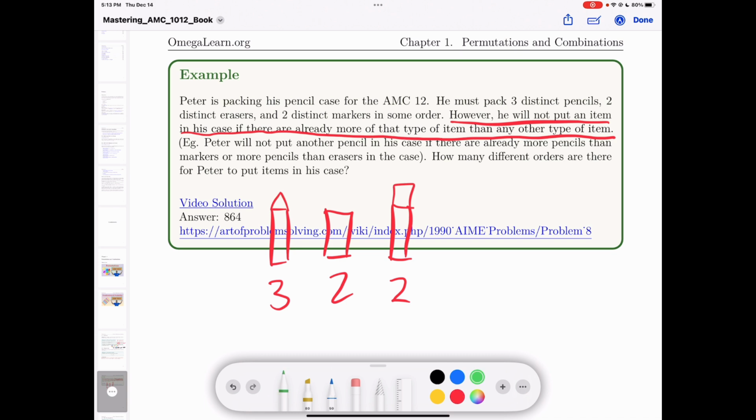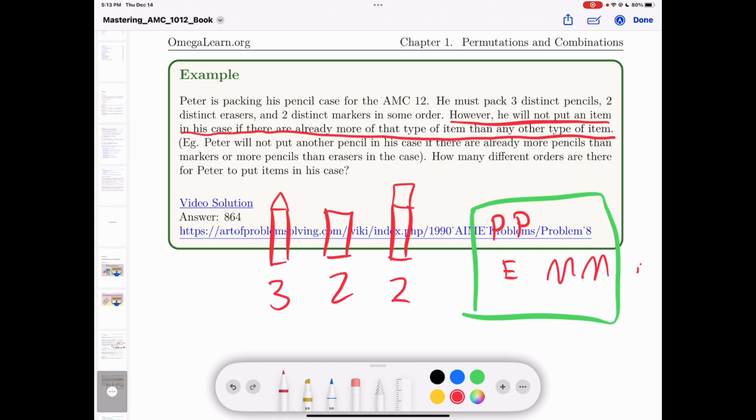So let's make a case scenario. Let's say he has 2 pencils, an eraser, and a marker, 2 markers. The only thing he can put right now is another eraser. But if it's like this, they could put either an eraser or a marker.